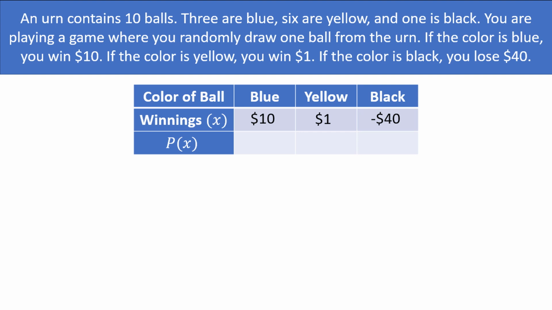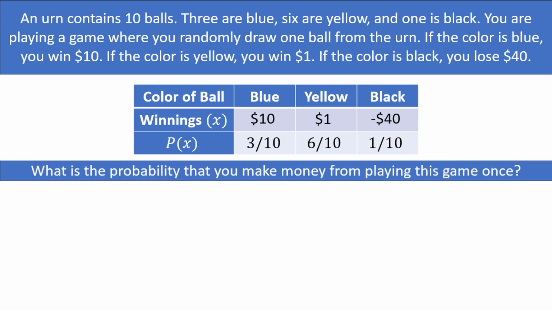The probability you draw a blue ball is 3 out of 10, since there are 3 blue balls and 10 balls in total, and we assume that there is an equal chance to choose any of the 10 balls. The probability you choose a yellow ball is 6 out of 10, and the probability that you choose a black ball is 1 out of 10.